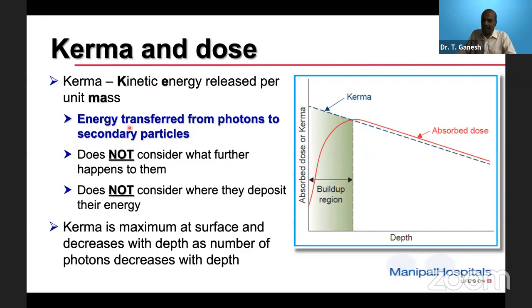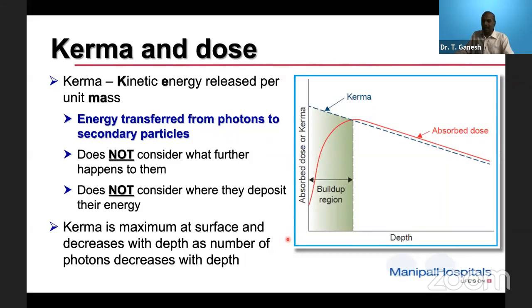So Kerma is all about how much energy is given by the photons to the secondary electrons, the kinetic energy transferred from photons to secondary particles. Kerma doesn't bother about what further happens to them, where the electrons are going, or which direction they are going. Kerma is not bothered where they deposit their energy, how far they go, or how they deposit energy. Kerma simply represents how much energy has been given from the photon to the secondary electrons. Obviously, Kerma is maximum at the surface and decreases with depth as the number of photons decreases with depth.